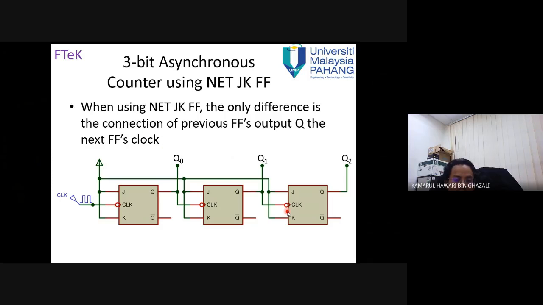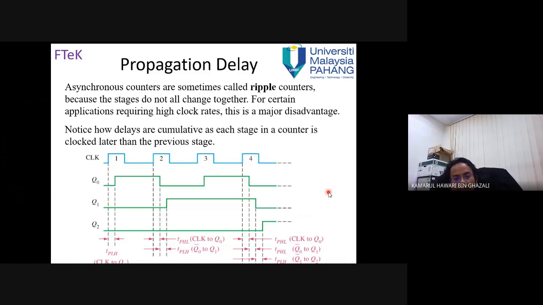So this asynchronous is actually continuing the previous chapter 7 of the flip-flop. Propagation delay. Asynchronous counters are sometimes called ripple counters because the stages do not all change together. For certain application requiring high clock rates, this is a major disadvantage. Notice how delays are cumulative, as each stage in a counter is clocked later than the previous stage.